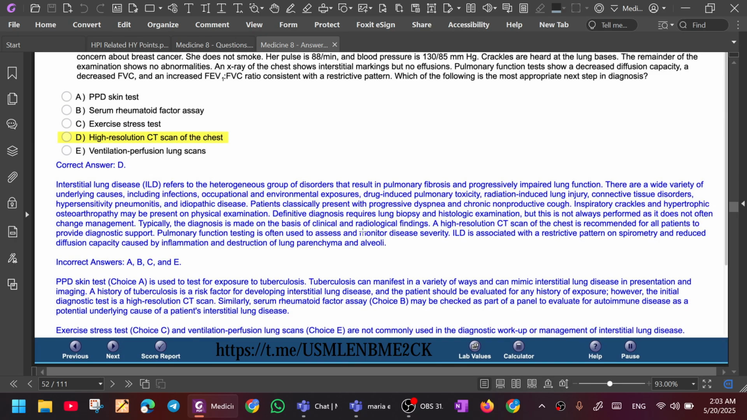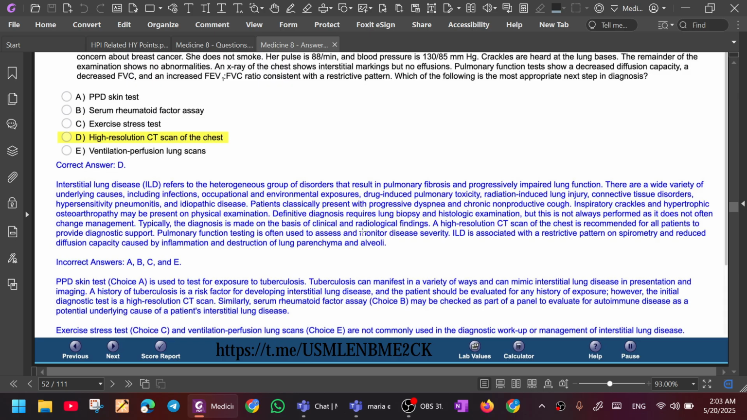Interstitial lung disease (ILD) refers to a heterogeneous group of disorders that results in pulmonary fibrosis and progressive impaired lung function. There is a wide variety of causes, including infections, occupational and environmental exposure, drug-induced pulmonary toxicity, radiation-induced lung injury, connective tissue disorder, hypersensitivity pneumonitis, idiopathic. Patients classically present with progressive shortness of breath and chronic but not productive cough. Inspiratory crackles and hypertrophic osteoarthropathy may be present on physical exam.